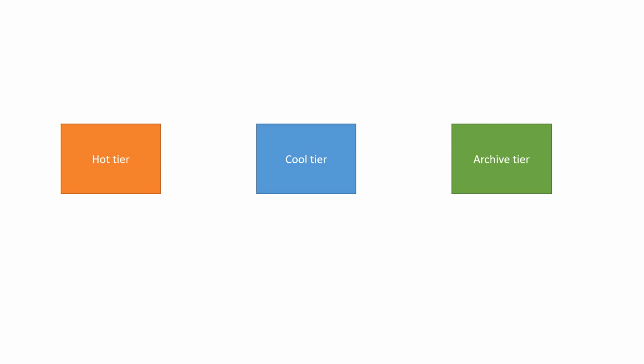The third one is the archive tier, which provides the lowest storage cost, but with increased latency. The archive tier is intended for historical data that mustn't be lost.